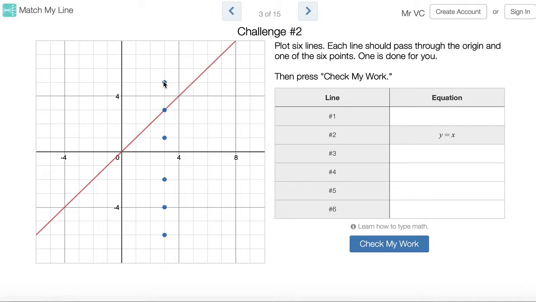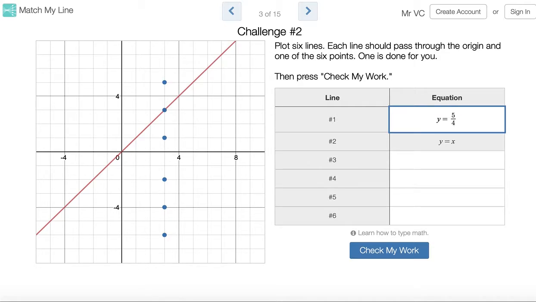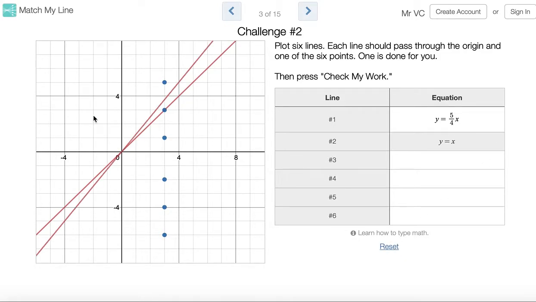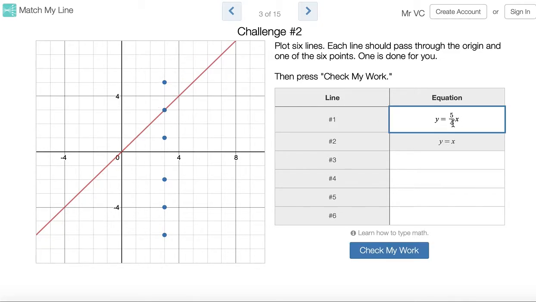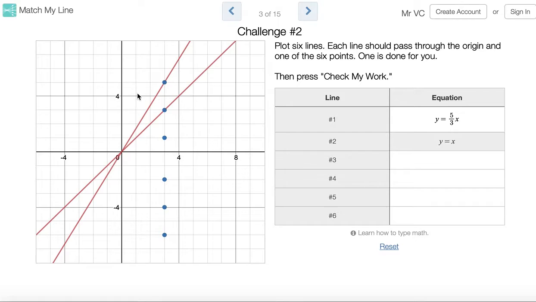Then over 1, 2, 3. So that means y is equal to 5/4 x, and I can always check it. Boom. Oh, didn't get it. I messed it up. Up 1, 2, 3, 4, 5, over 1, 2. Oh, I did. I counted wrong. So my rise was right, my run wasn't. So there you go, 5/3. Even Mr. VC makes mistakes.